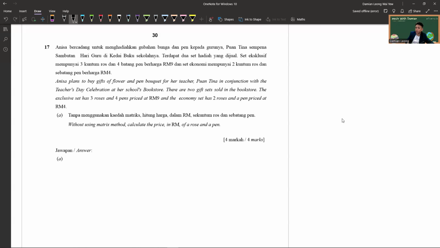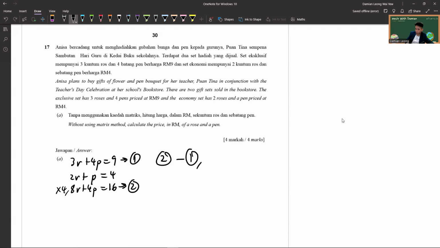Let's say I use R and P. 3R plus 4P equals 9. 2R plus P equals 4. So without using matrix method means we use simultaneous equations, substitution or elimination method. So this equation I can times 4. 8R plus 4P equals 16. Equation 1, equation 2. Let's use elimination method. Equation 2 minus equation 1. 8R minus 3R is 5R. 4P minus 4P is 0. 16 minus 9, 7. So R is 7 divided by 5.